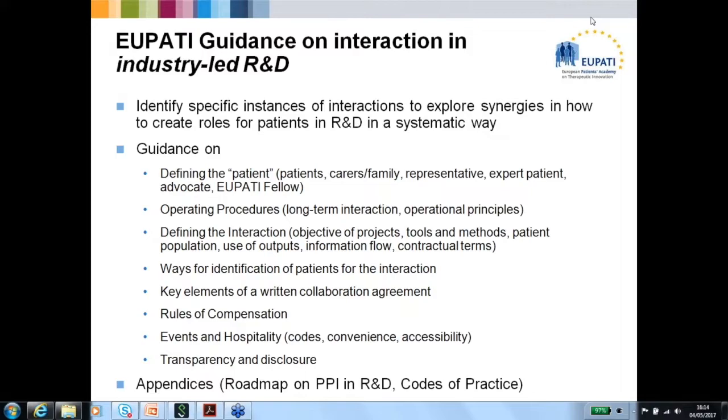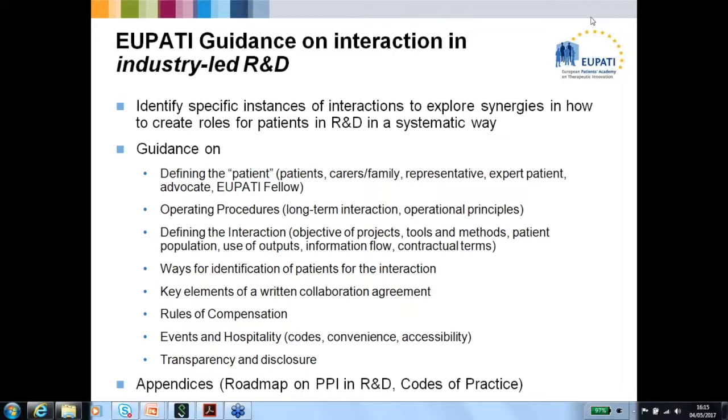So really we wanted to take the guidance document and try to take through not a step-by-step, detailed approach, but a systematic idea of how patients can be involved going forward. So the guidance will define what a patient is. We had a lengthy discussion in various EUPATI meetings about this. We felt it was really important, and you'll hear me touch on that a bit more when I switch to the guidance document itself. We wanted a guidance document that would cover operating procedures, and that includes interactions and principles. We wanted to define what the interaction would look like and cover that in more detail, and I'll go through that again in the guidance document.